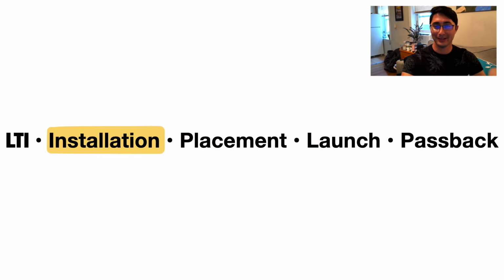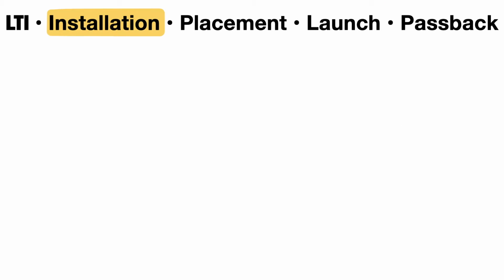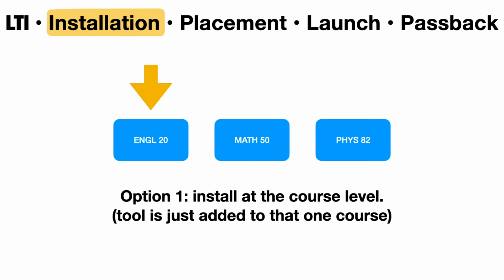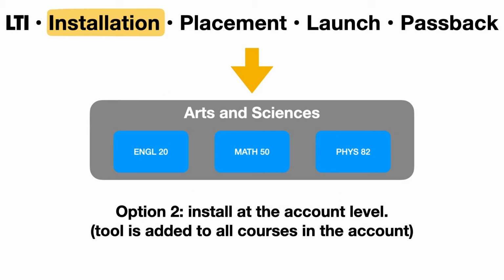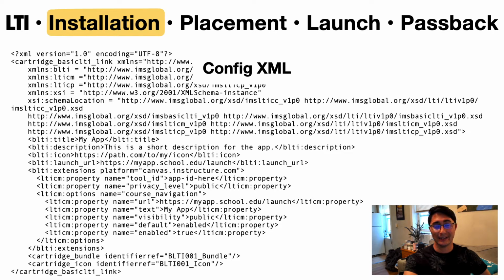Let's start with installation. There are two different ways of installing an LTI. The first one is to install it at the course level, and that is just to install it directly into a course. And if you install an LTI at the course level, the tool is just added to that one course. You can also install an LTI at the account level. So an account might be something like arts and sciences, and there's a lot of courses in it. If you install an LTI in an account, then that LTI will show up in all of the courses in that account.